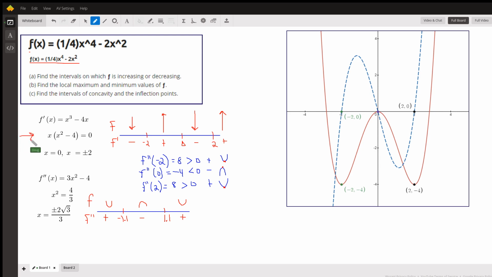It's called the first derivative test, and we're finding what are called critical numbers. And those are the critical numbers right there. And this little graph right here is what we call the first derivative test.